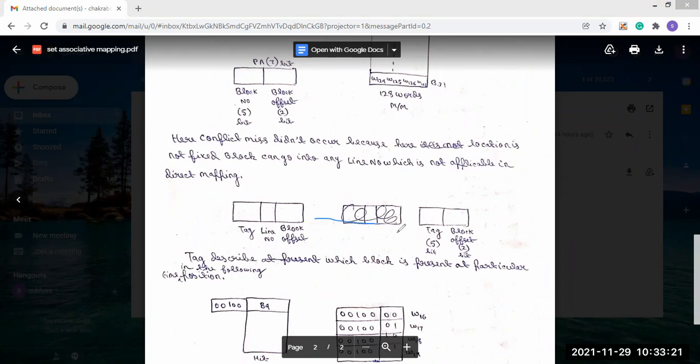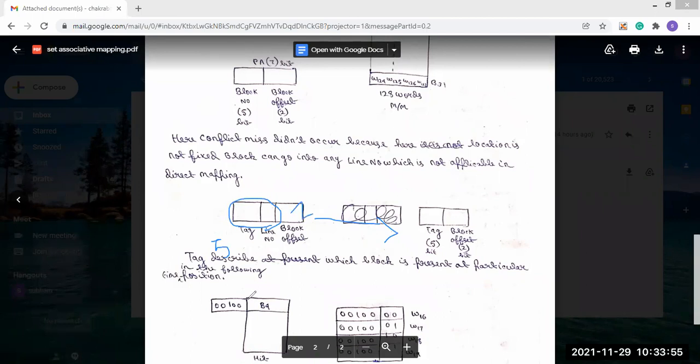But in this case, this total will be our tag and line number, and this will be the block offset. So the tag describes which block is present at that particular time in the following position. Let's say our tag length is 5 bits and our block offset is 2 bits.